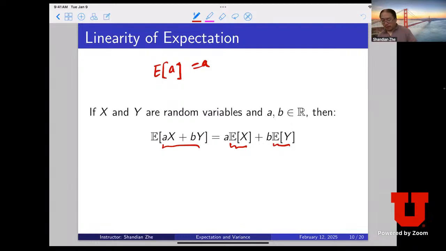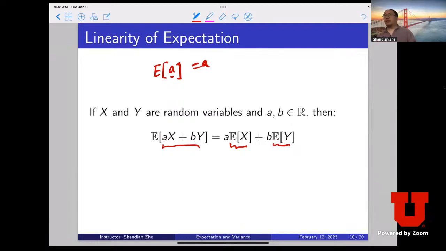Okay, let me repeat. If A is a constant, you can imagine my random variable A only takes a constant value. So no matter how you repeat the experiments, you observe the value of A is always A. It's always a fixed value. Then on average, the value won't change. On average, it's still A. That's why the expectation of a constant is also a constant.